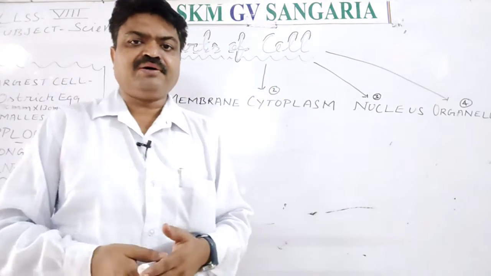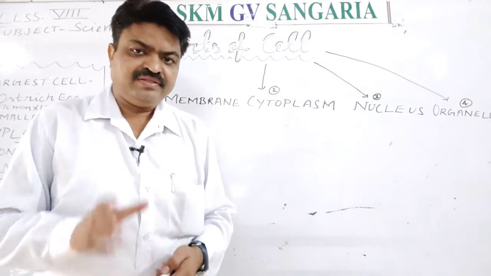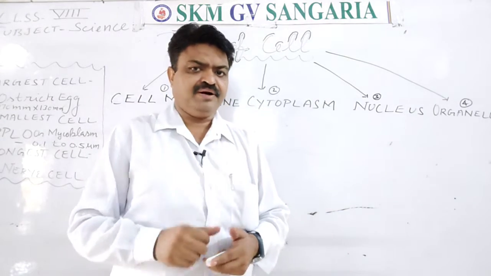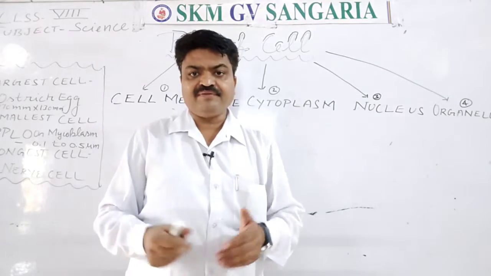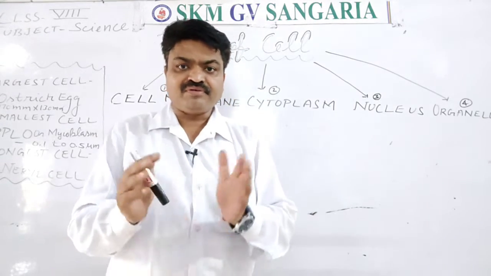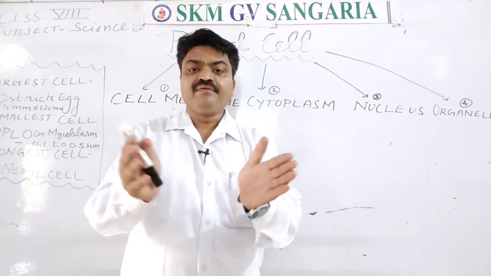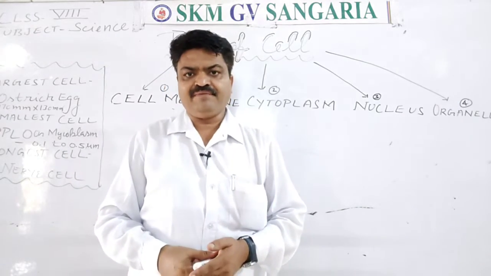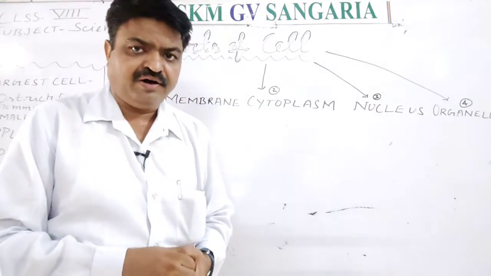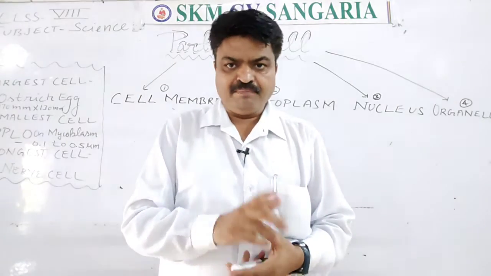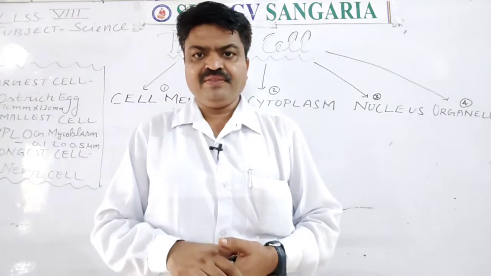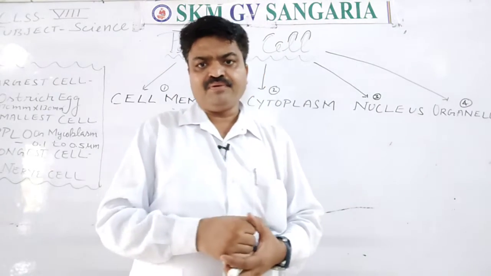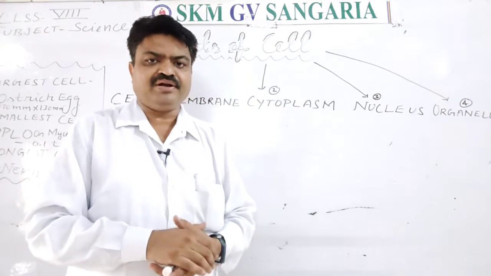Now we come to the parts of the cell. There are different parts of the cell, students. The first main part, which separates the cell from other cells or from the surroundings, is the cell membrane. The cell membrane is found in both plant and animal cells, and it is made up of protein and carbohydrate.